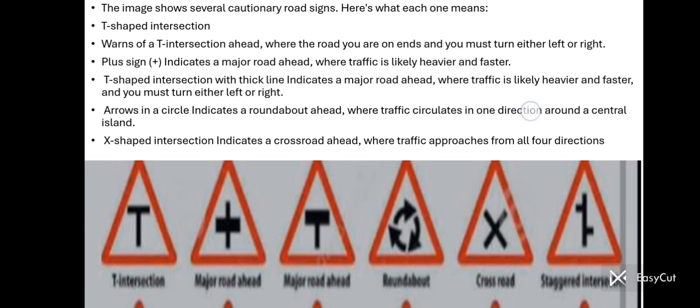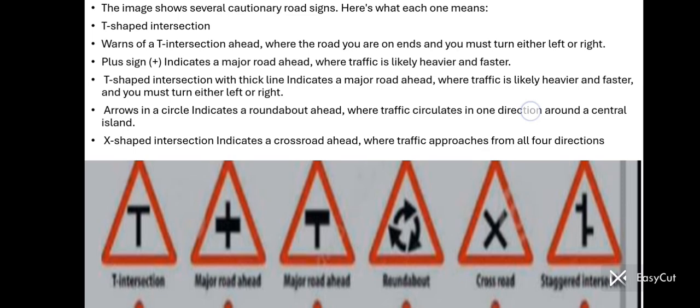Now coming to these six signs. The first one will be the T-shaped intersection. A T-shaped intersection ahead, where the road you are on ends, and you must turn either left or right. This is known as a T intersection road. And the plus sign indicates the major road ahead where traffic is likely heavier and faster. The T-shaped intersection with the thick lines indicates a major road ahead where traffic is likely heavier and faster, and you must turn either left or right.